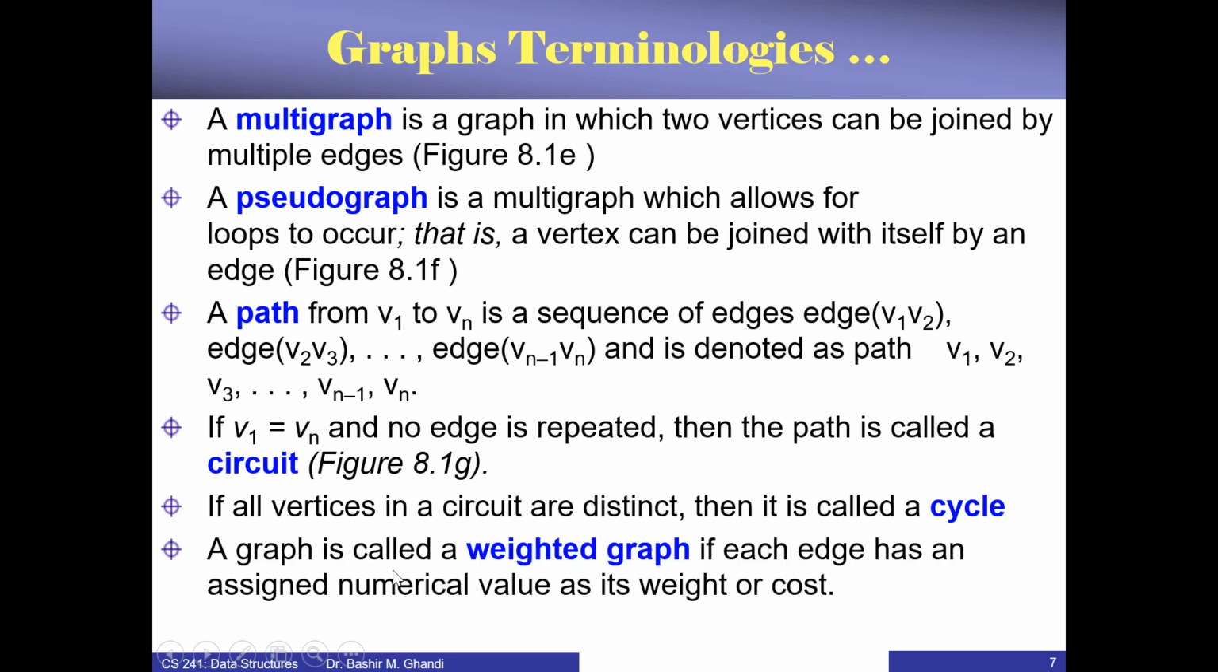Okay. Another definition. A graph is called a weighted graph if each edge has an assigned numerical value as its weight or cost. Now, we don't have this example in that figure, we will see it later. But basically what it is saying is if each edge has an assigned numerical value as its cost or its weight, then the graph is said to be a weighted graph. Of course, we will be interested in weighted graphs in this course.